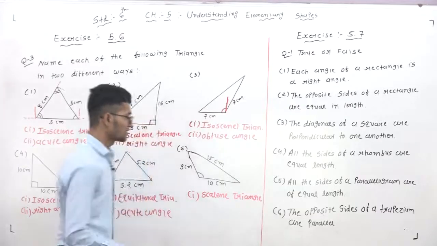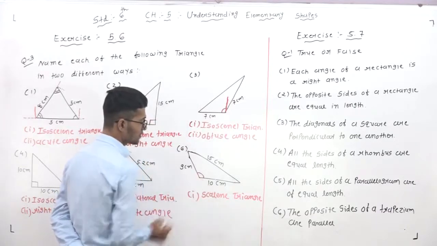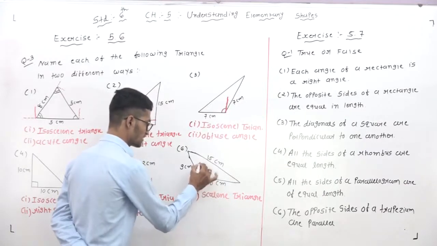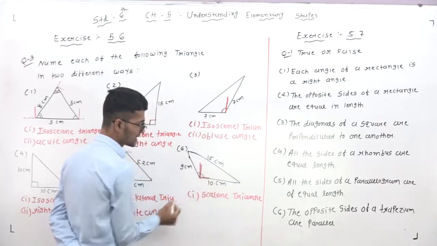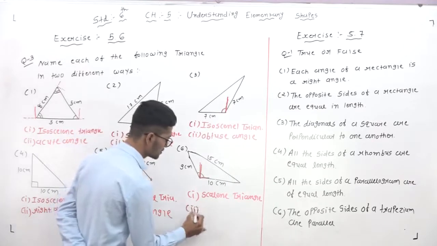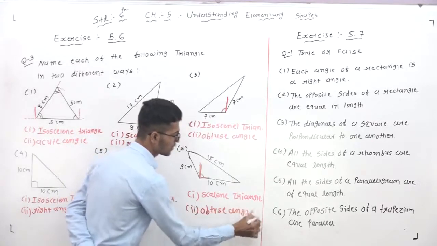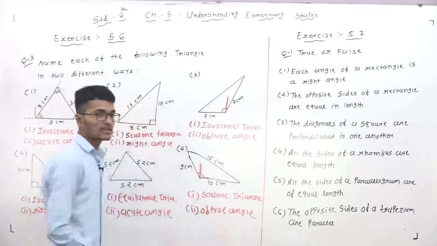This one is a scalene triangle, and here one angle is given. This angle, this one is our vertex, and from this vertex we draw one straight line. Here, this one is our straight line. This means this is a 90-degree angle, yes or no? This one is a 90-degree angle. An angle more than 90 degrees is called an obtuse angle. So write down obtuse angle. So it is called a scalene triangle, or another name is an obtuse angle triangle.